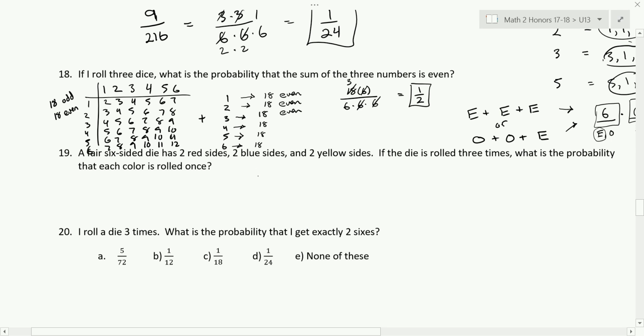Roll the die 3 times, and we have 6 outcomes each time. So the denominator would be 6 cubed, 216 again. We're all good with that. Okay. So the numerator, that's the tricky one, right? Now, how do we get the numerator?